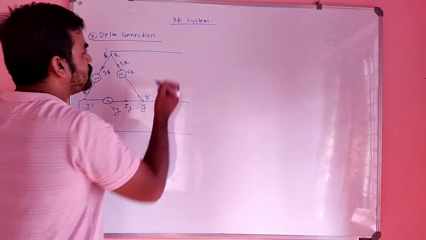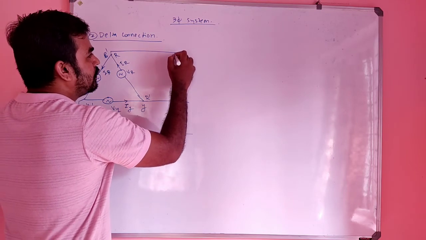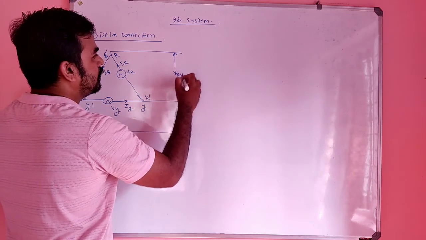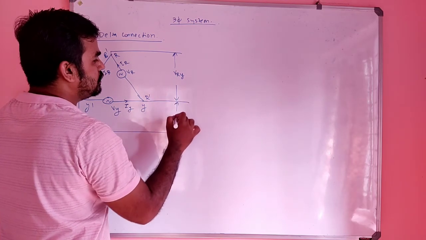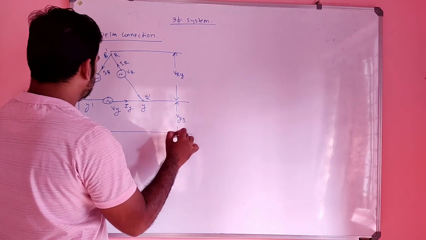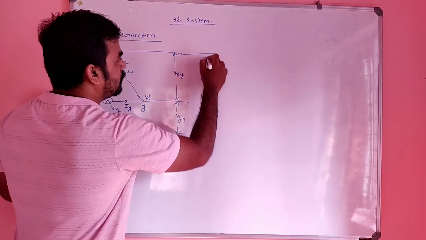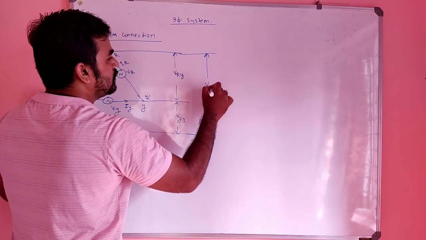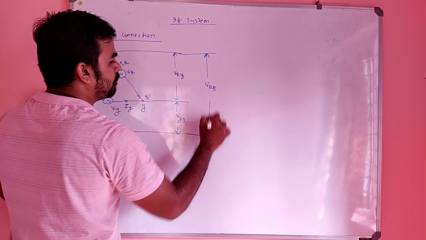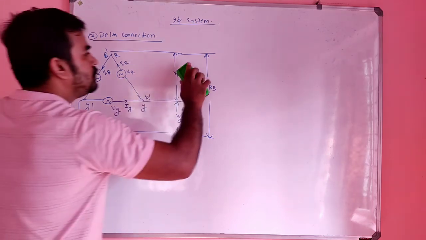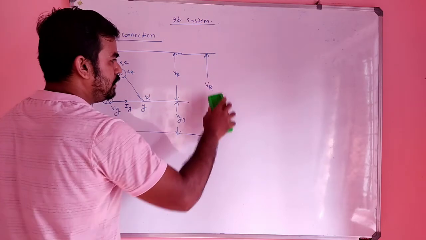So there will be of course some voltages, right? So this is VRY, right? And this is VYB, right? Correct? And this is VR. Simply VR, simply VB.